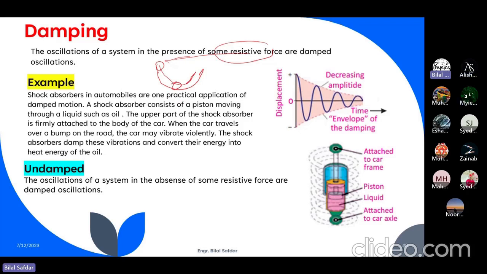That is the damping effect. We have some resistive force. That's why we say this is damped, and the graph is showing it here. If the wave continues its motion like this one, then it is undamped. When its amplitude decreases like this one and becomes zero, that is the damping effect. And it is helpful for a shock absorber in a car, a bike, or a truck.